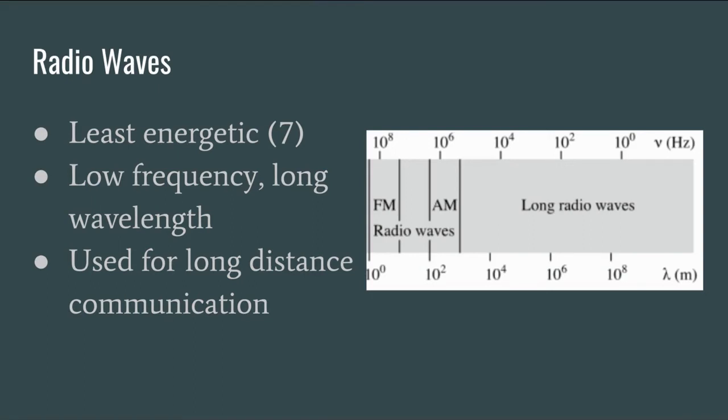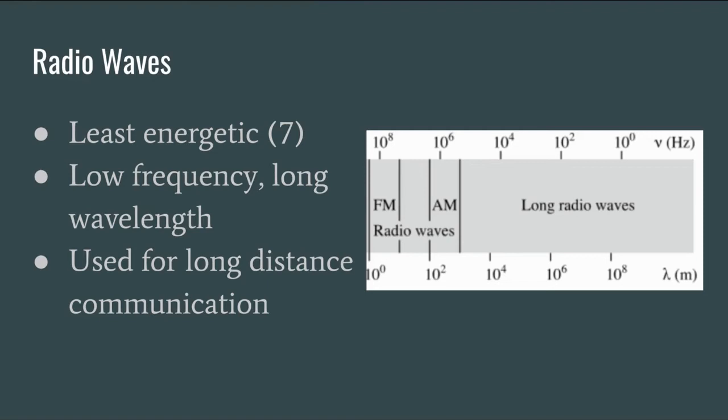We're going to start way at the bottom, all the way on the right if you are keeping score, with radio waves. These are the least energetic. We're going to go over 7 categories. So if we're ranking them, this is number 7. They are very low frequency and have very long wavelengths.